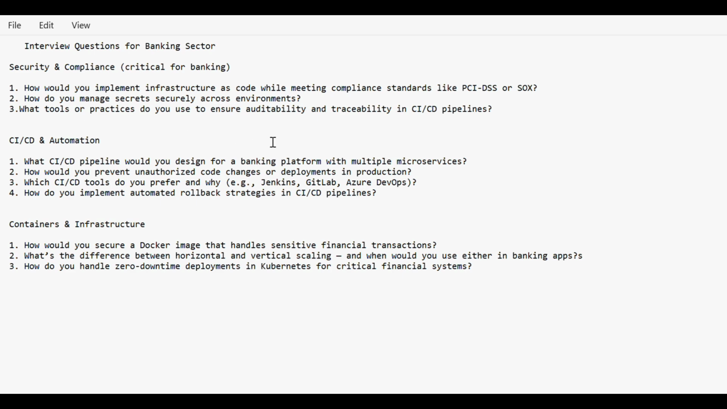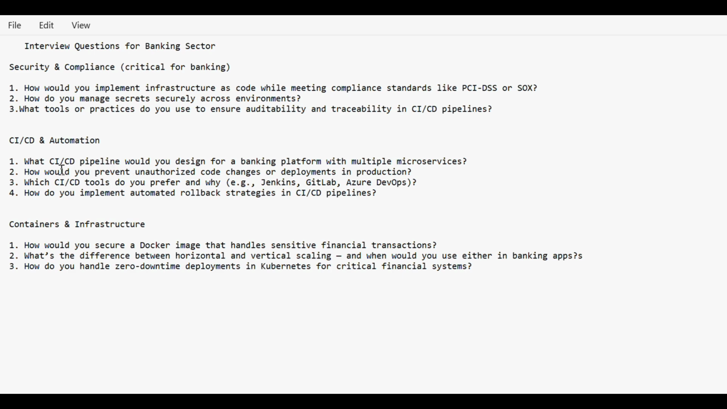Then, what tools or practices do you use to ensure auditability and traceability in a CI/CD pipeline? If any issue occurs, how will you trace back that issue, where it is, and how will you maintain it? How will the auditing and logging be done so that it is easy to resolve the issue? What practices will you follow?